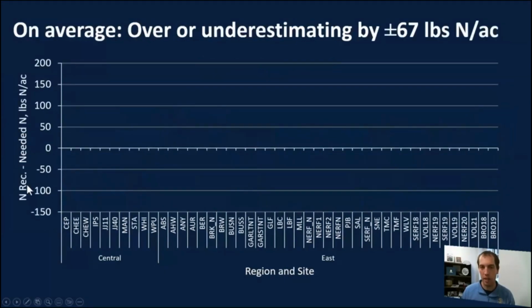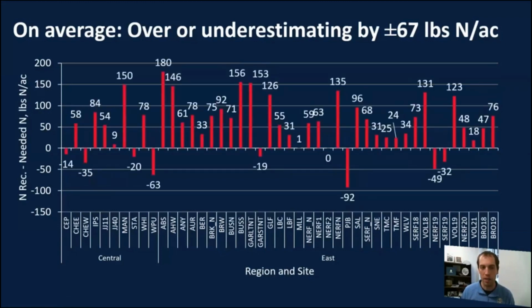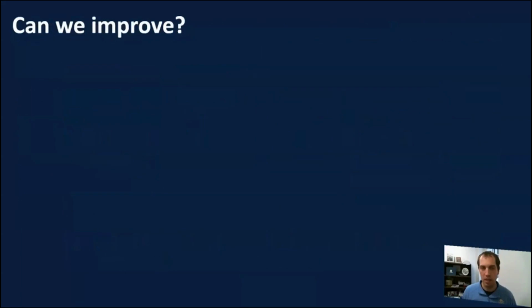So we took that nitrogen recommendation, that red line, and subtracted it from our needed nitrogen, that blue line. So if we're at 0, we're right on. It's exactly where we want to be. If we're above the line up in this area, that means we are overestimating how much nitrogen we need. And if we're below it, that means we're underestimating the amount of nitrogen we need for our corn crop. So here, currently, you can see the closer to 0 we are, the better we are. So overall, we're about plus or minus 67 pounds of nitrogen per acre. So I think there's room for some improvement. So how can we improve? And that's the next question we're going to go over.